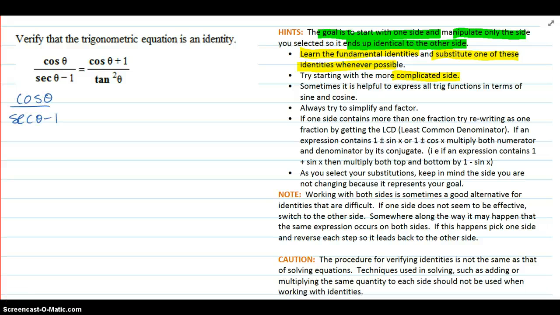Okay, next. Sometimes it is helpful to express all the trig functions in terms of sine and cosine. So for instance, we have cosine and a secant here. Those are two trig functions. Secant, well, to me that's blaring that it should be in terms of sine and cosine. That would be that hint. Change that to sine or cosine.